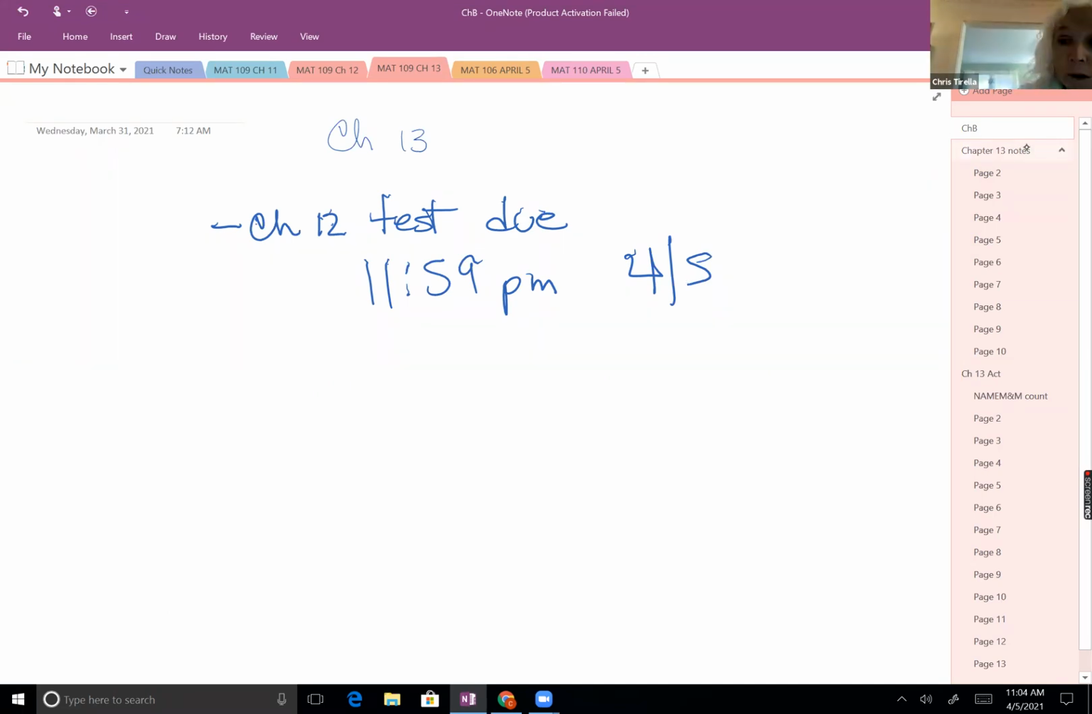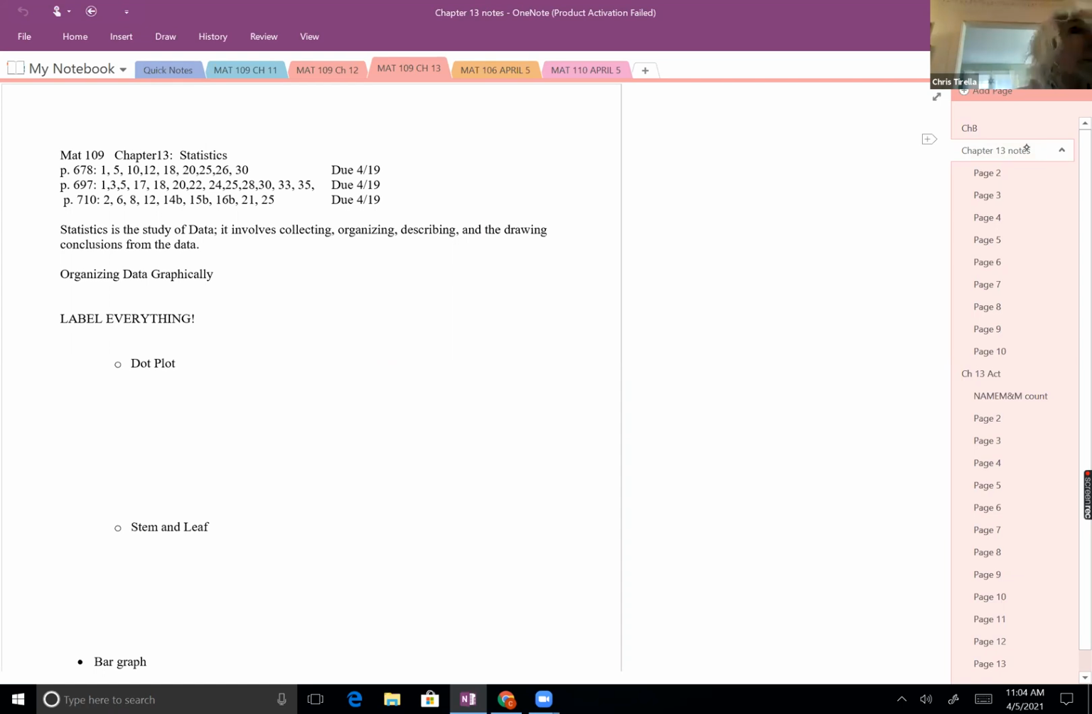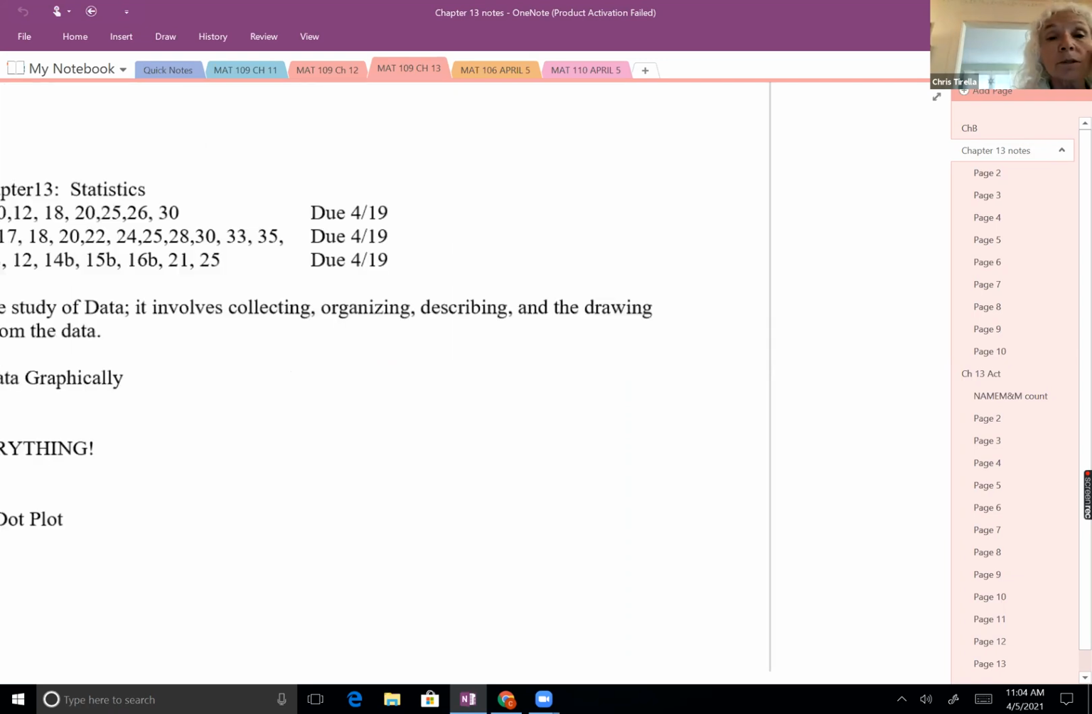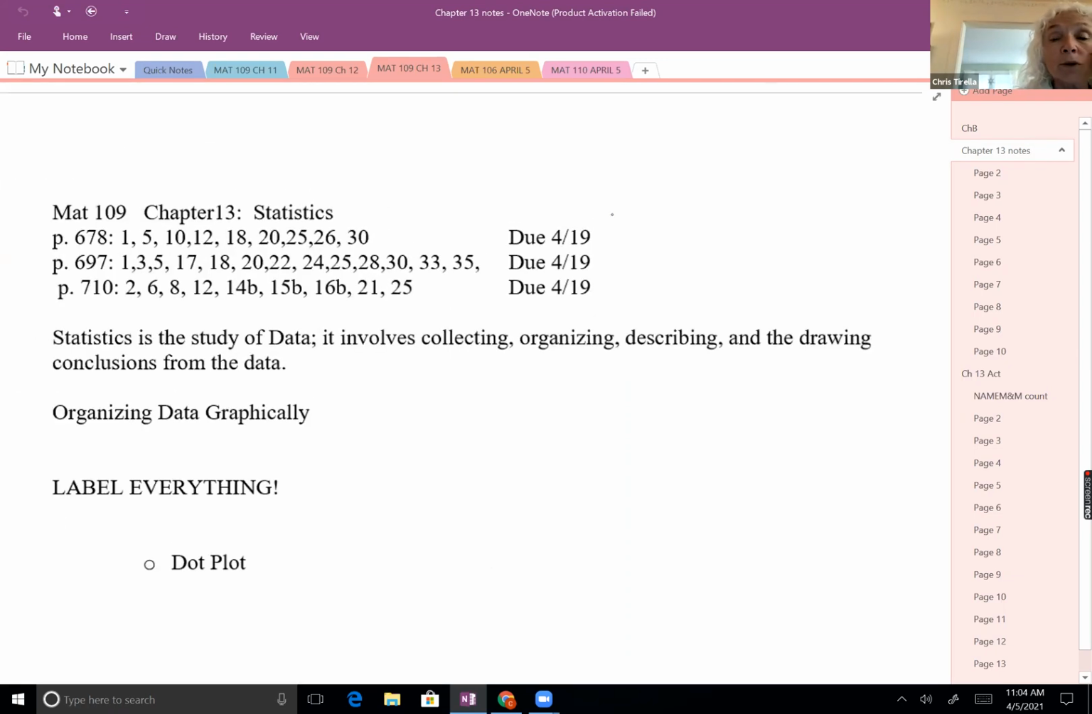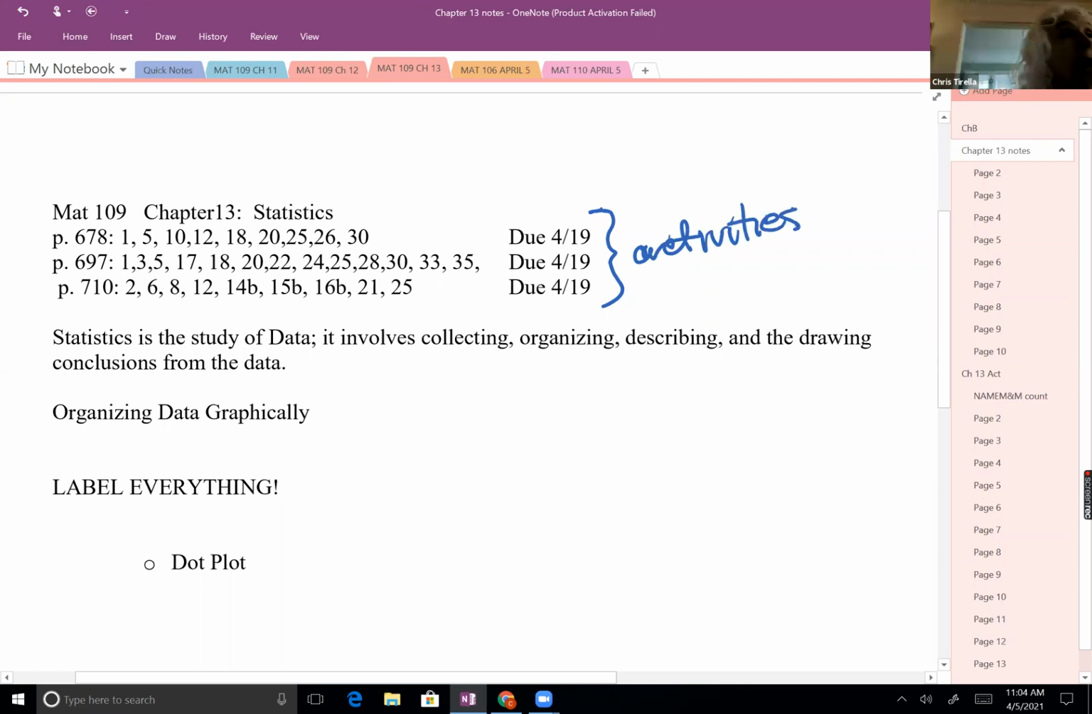We're going to be changing gears a little bit. Sadly, we've had 4 chapters that deal with geometry, one on just geometric definitions, one on measurement, one on transformational geometry, and then one on a little bit more of the theoretical part of geometry and constructions. Now we're going to start looking at statistics. The statistics homework right now is due on the 19th. The activities will also be due on the 19th.